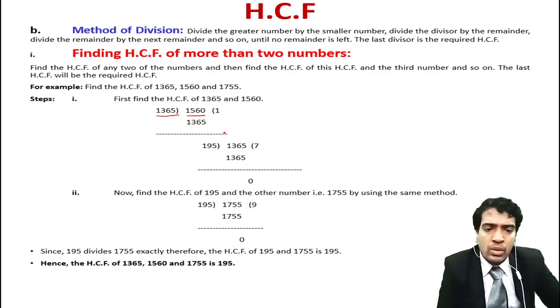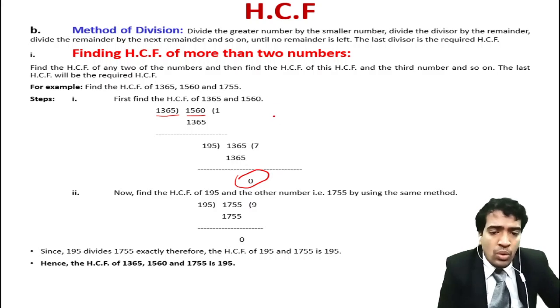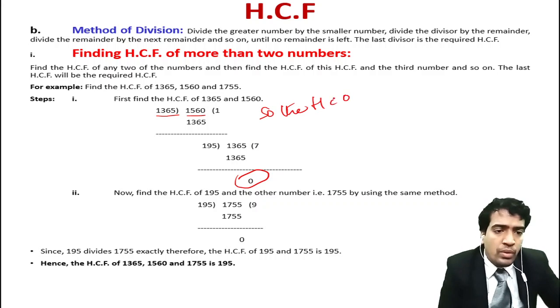Now you carry forward this divisor here and you would see that 195, if you multiply that with 7, you would get the answer 1365. So this leaves a remainder 0. Okay. So the HCF of 1365 and 1560 is 195.